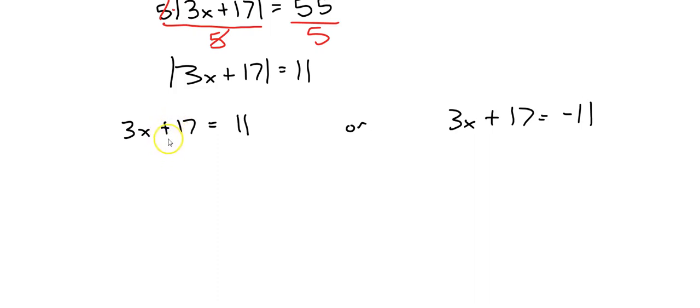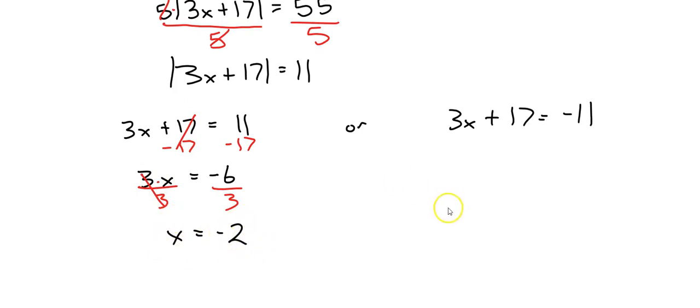Got a 17 on this side, got a positive 17 here, so we're going to subtract off 17. We're going to do the inverse. Subtract off 17. Okay, that reduces it there. We're going to be left with 3x equals, what is it? 11 minus 17 is going to be -6. Okay, and then we could, once again, divide off the 3. Divide off the 3 because we have a multiplication here. That reduces this side down, and that is going to leave us with x equals -2 on this side.